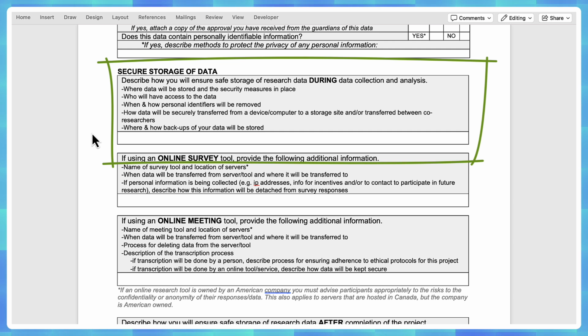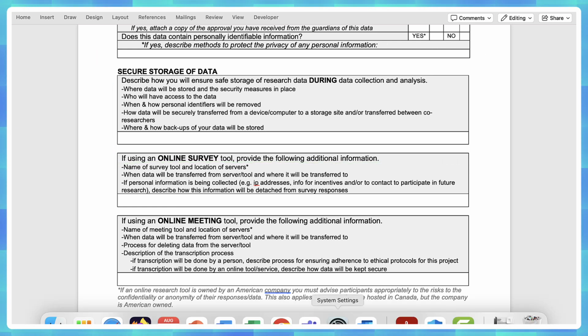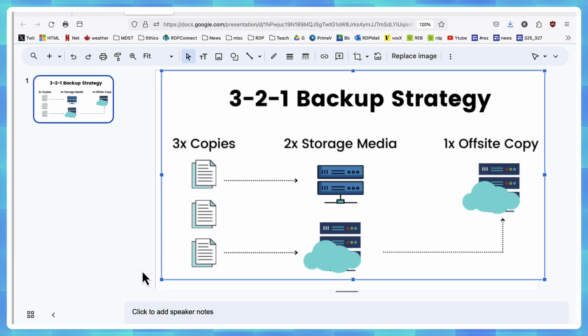We've added in a prompt here about backups for your data. It's not necessarily an ethical requirement that you have backups for your data, but it's a good research practice, good research data management practice. And so again, the Research Common would be a really good resource for that, to get some of the advice behind backing up data.